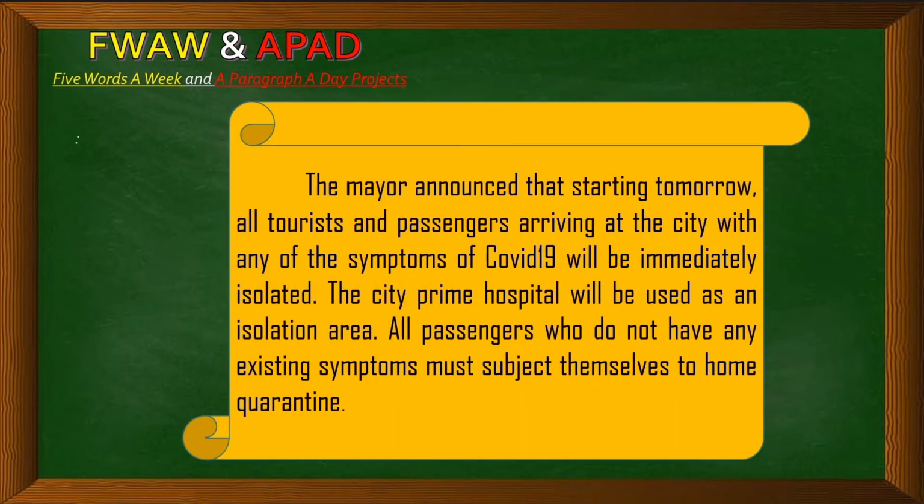Let's read a paragraph using the word isolated. The mayor announced that starting tomorrow, all tourists and passengers arriving at the city with any of the symptoms of COVID-19 will be immediately isolated. The city prime hospital will be used as an isolation area. All passengers who do not have any existing symptoms must subject themselves to home quarantine.